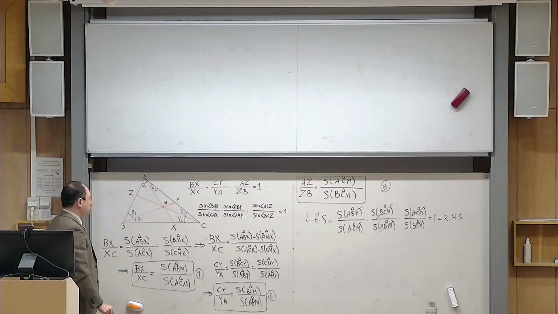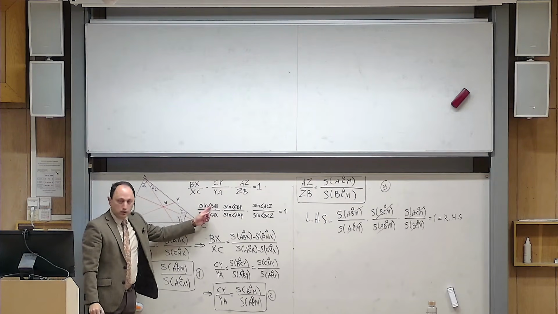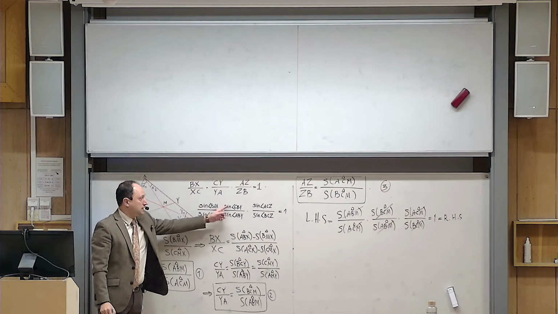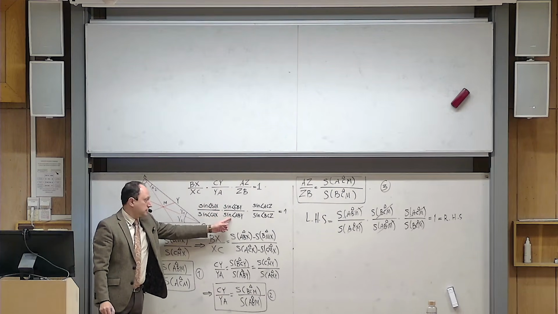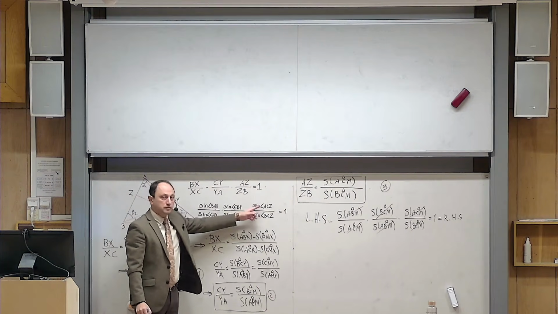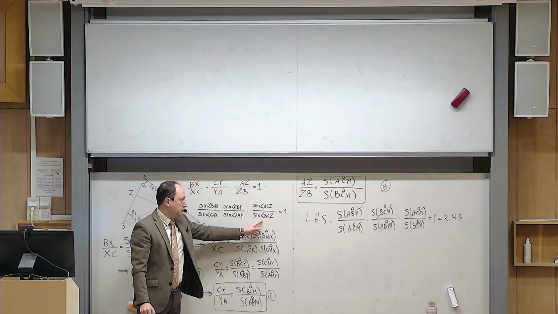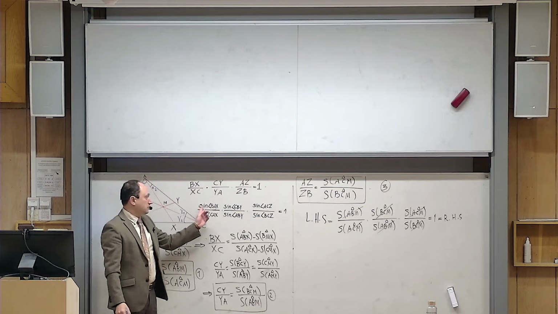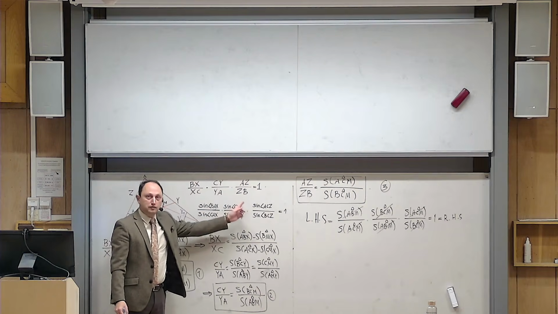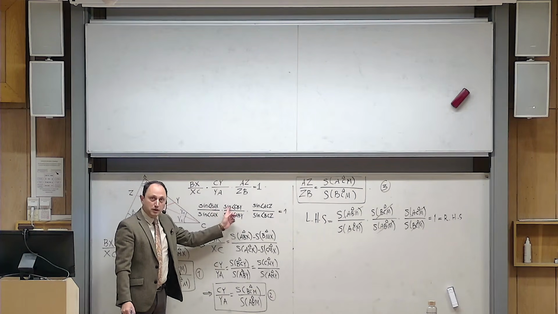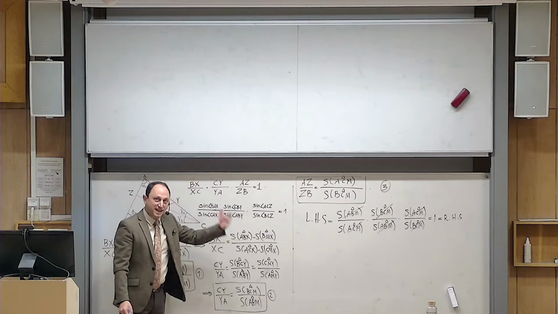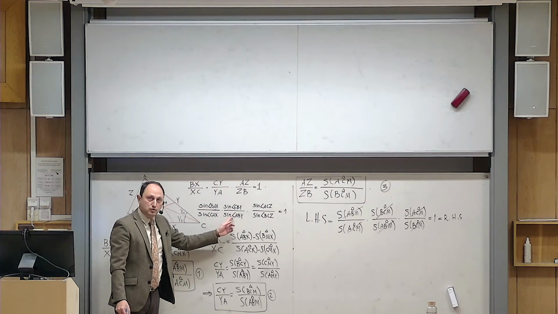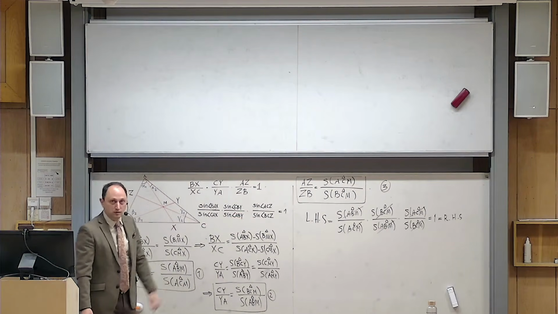So what I want to prove is that sine of alpha 1 over sine of alpha 2 times sine of beta 1 over sine of beta 2 times sine of gamma 1 over sine of gamma 2 is equal to 1. So in other words, I want to show that the product of sine alpha 1, sine beta 1, sine gamma 1 is exactly equal to sine alpha 2 times sine beta 2 times sine gamma 2, which is not trivial at all, yes?